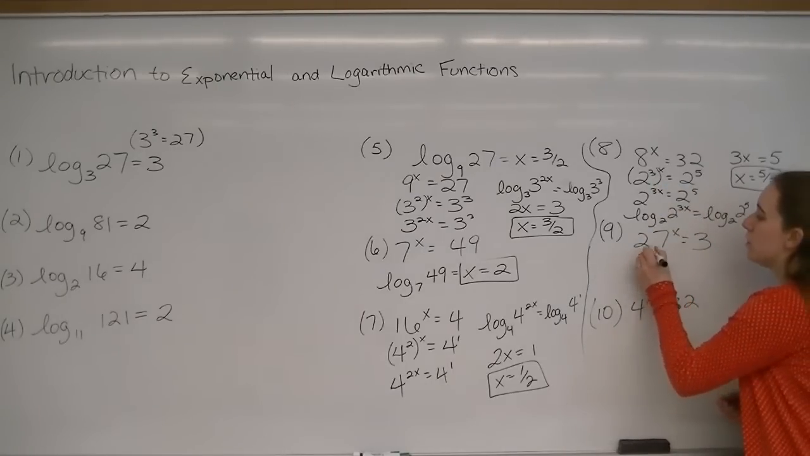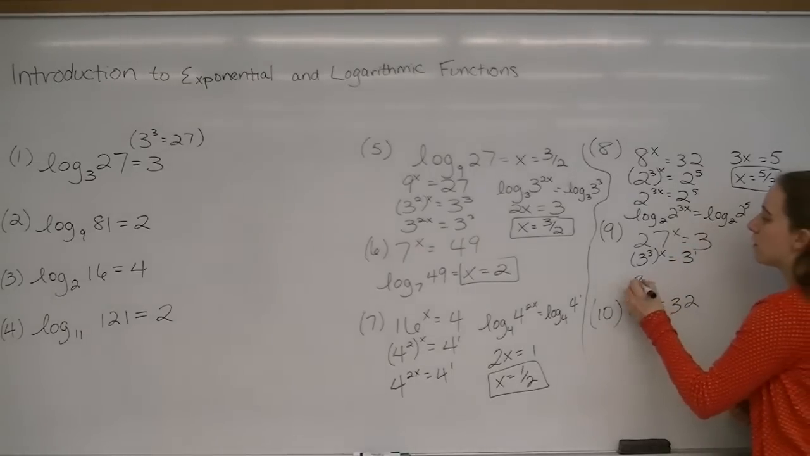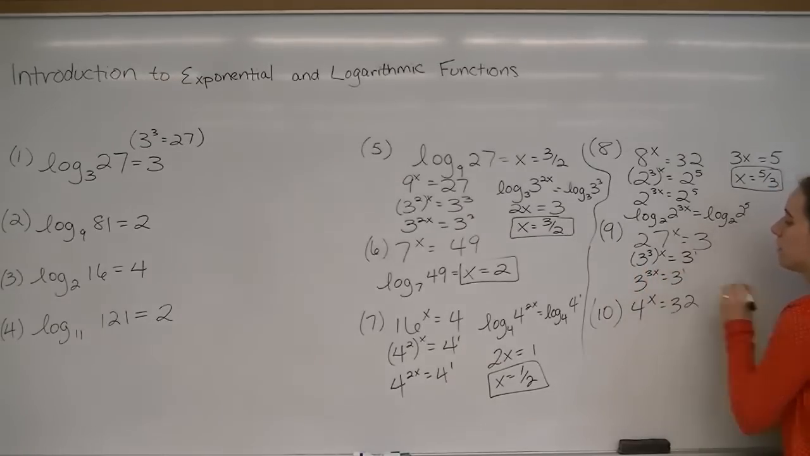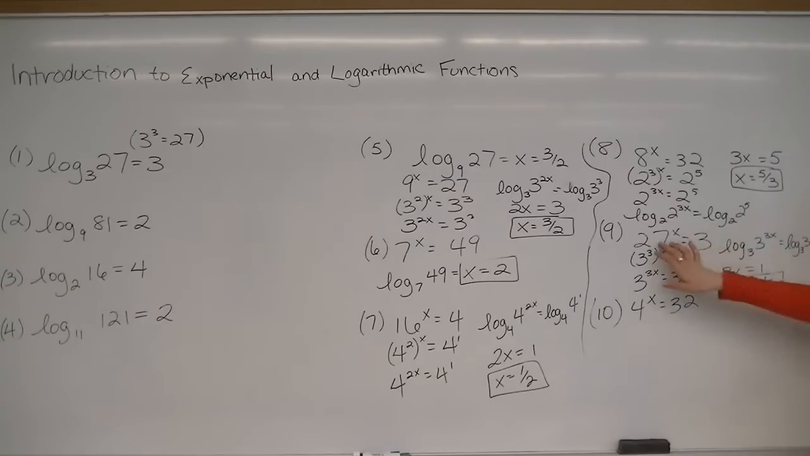27 is 3 cubed. 3 is 3 to the 1st. So this is 3 to the 3x is equal to 3 to the 1st. So if I take log base 3 of both sides, I get 3x for this side, and I get 1 on the other side. So x will be 1/3. So we can get that either way. We can either recognize this is a cube root, so it has to be a 1/3 power, or we can go through this process with finding matching bases.